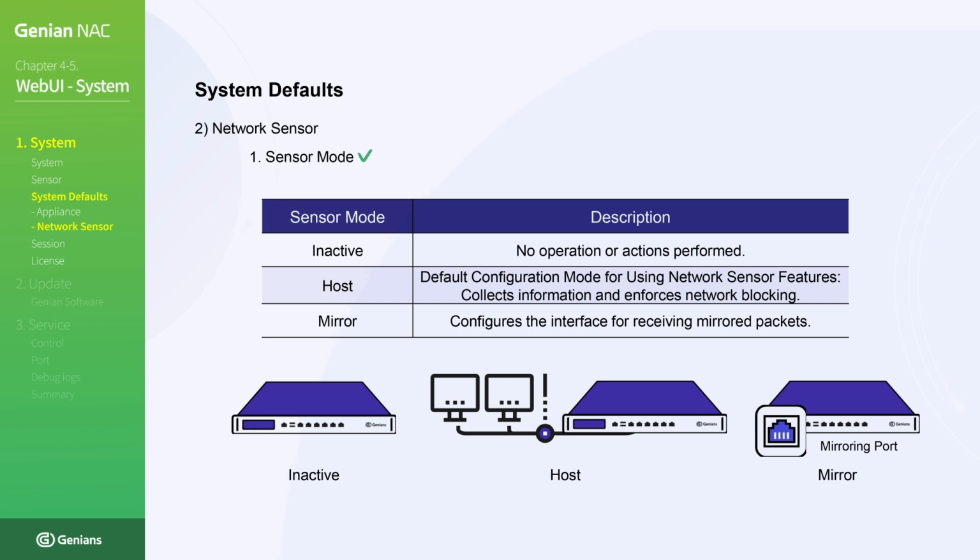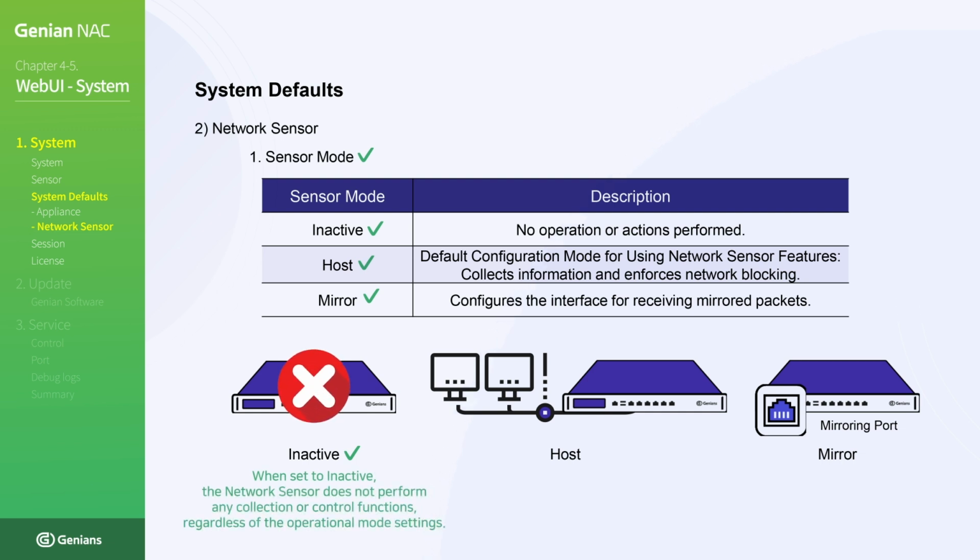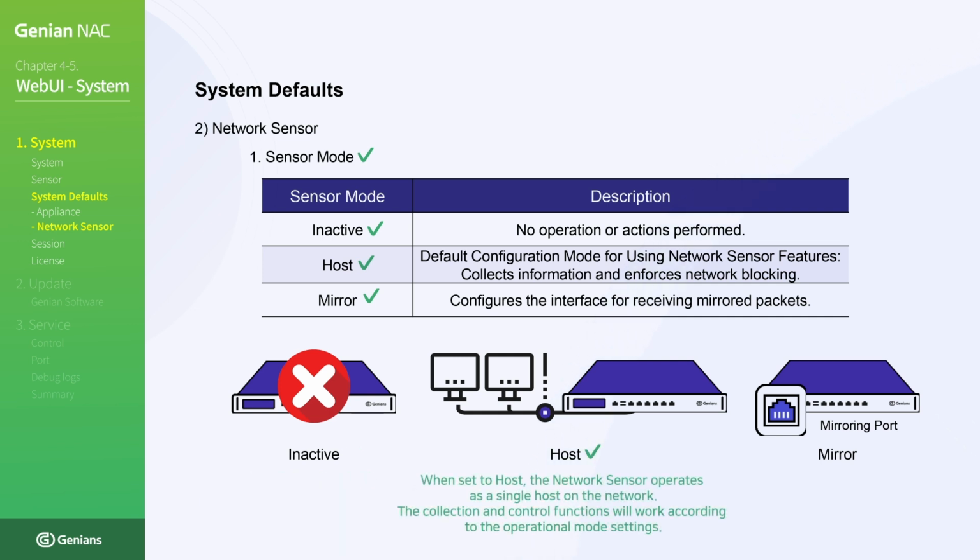The Sensor Mode section is used to configure the mode in which the sensor operates. The available sensor modes are Inactive, Host, and Mirror. Inactive mode. When set to inactive, the network sensor does not perform any collection or control functions, regardless of the operational mode settings. Host mode. When set to host, the network sensor operates as a single host on the network. The collection and control functions will work according to the operational mode settings.